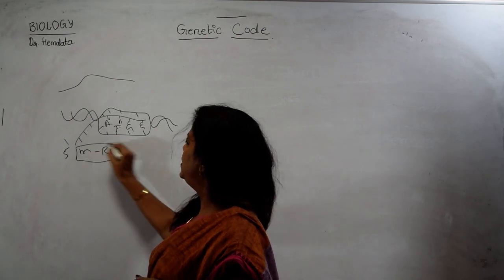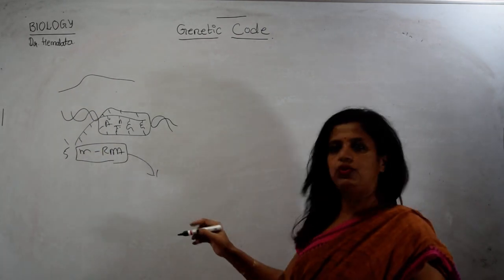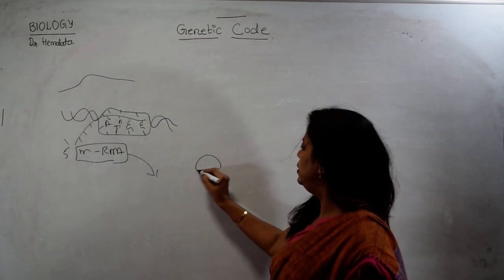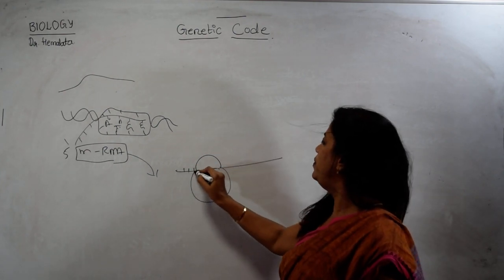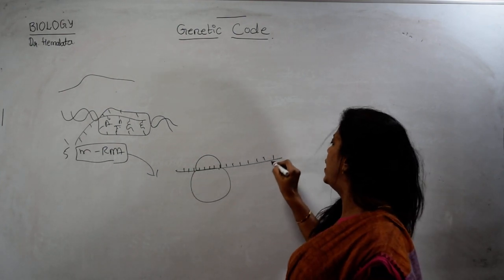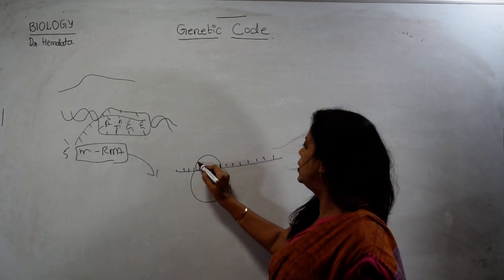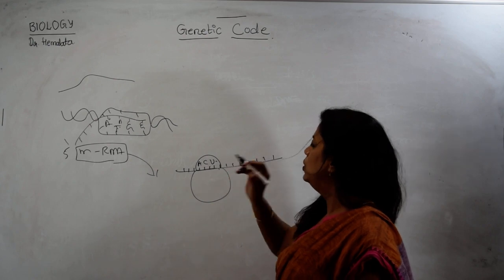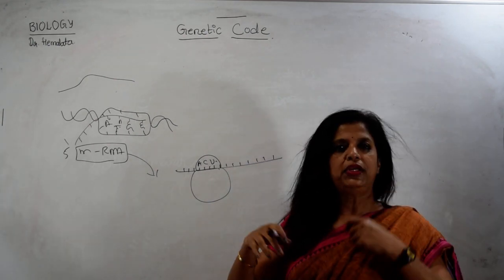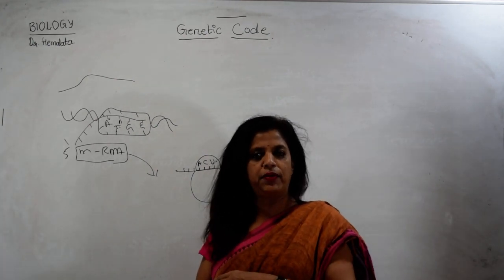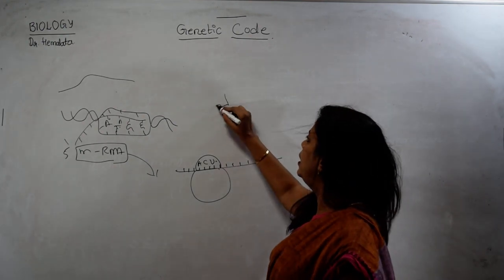So once messenger RNA brings the nitrogen bases to ribosomes, so ribosomes are here. This is a ribosome having nitrogen bases of the mRNA. These codons are called the coding language. Suppose it has got A, C, U, then these codons have to be transferred to the amino acid language. This is done by tRNA.